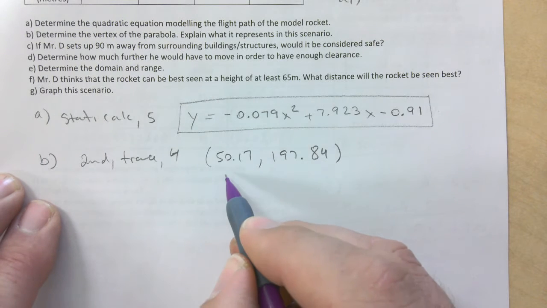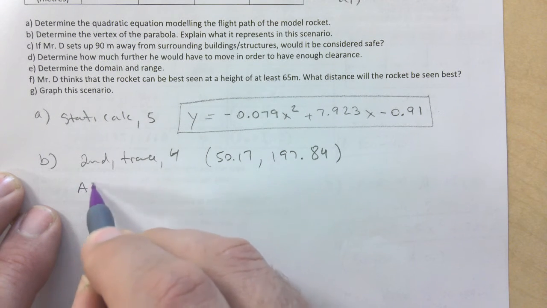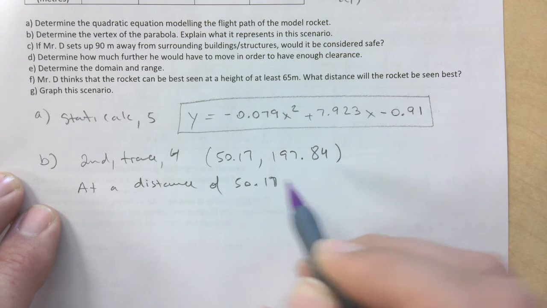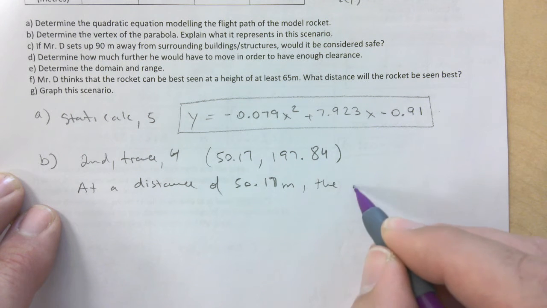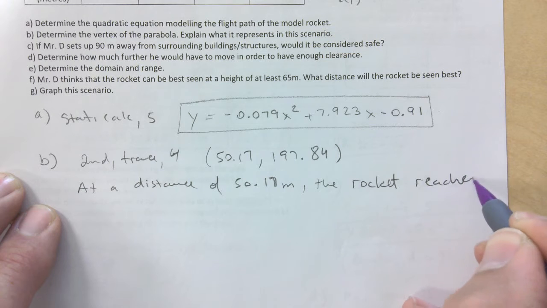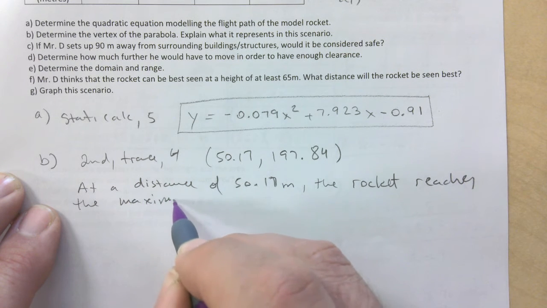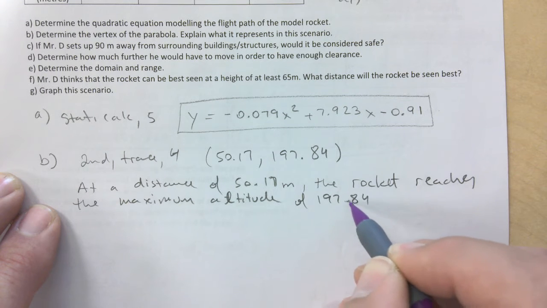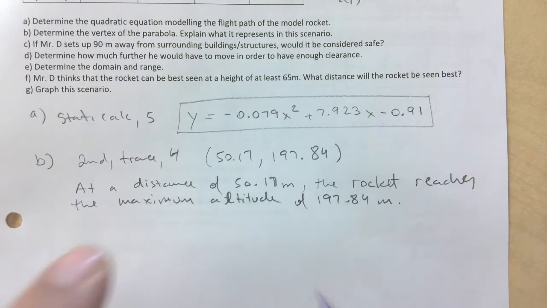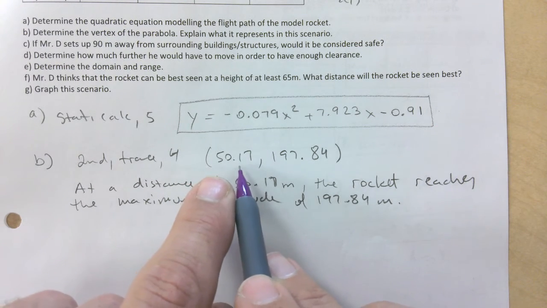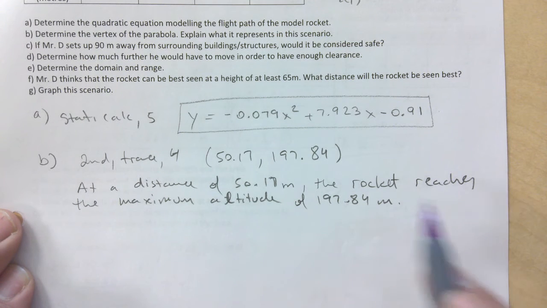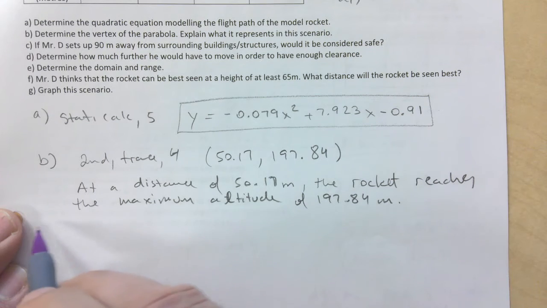And what does it mean, right? That at a distance of 50.17 meters, the rocket reaches the maximum altitude of 197.84 meters. Okay, that's what that means. So you're basically stating the obvious. It could be the time at which it reaches a maximum height of 197.84, but in this case it's distance and height. So at a horizontal distance, if you want to put it that way, that's what it is. Okay, so that's explaining it.